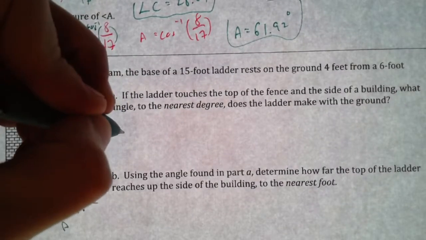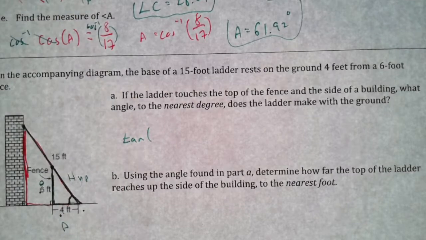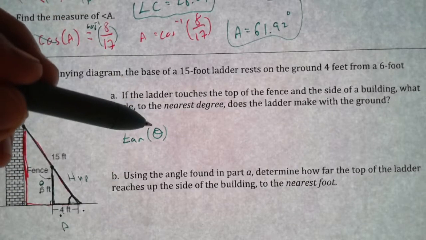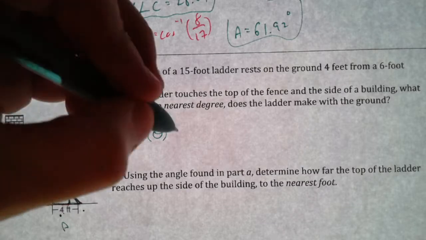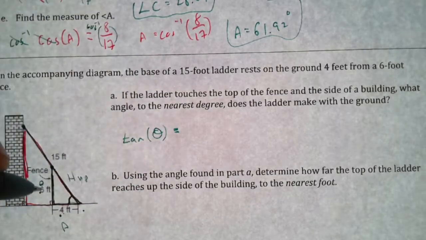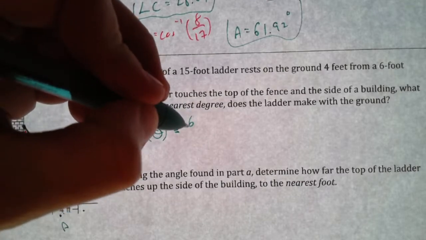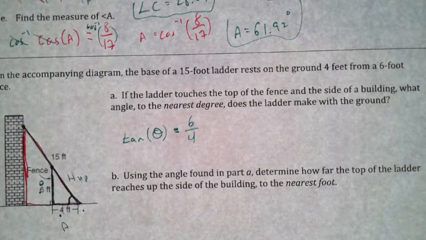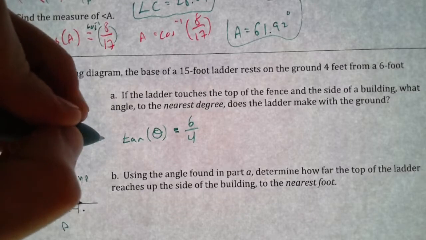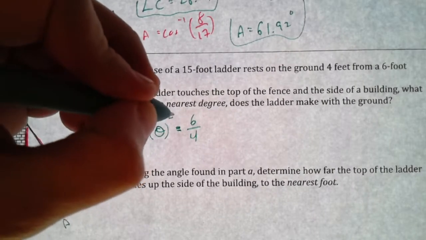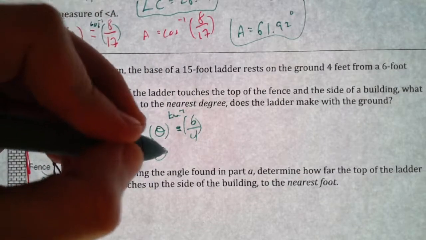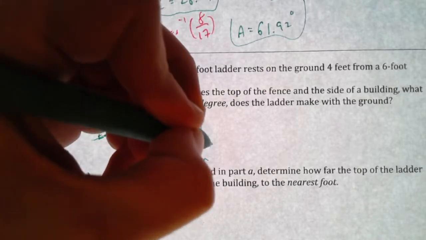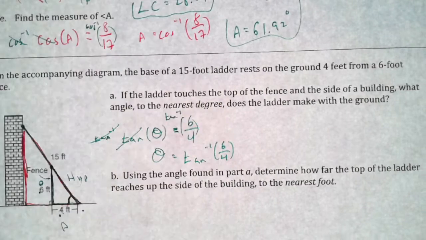So I'm going to set up tan of my angle, I'll call it theta. This is not 0, by the way. This is another variable. Instead of using x, I use theta for angles. Tan of theta should equal opposite over adjacent. In this case, 6 over 4. I'll do tan inverse of both sides. That cancels with that, and I'm left with my angle is equal to tan inverse of 6 over 4.